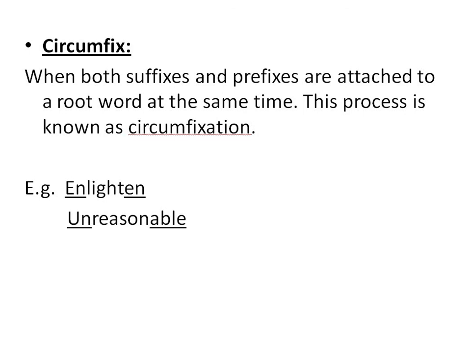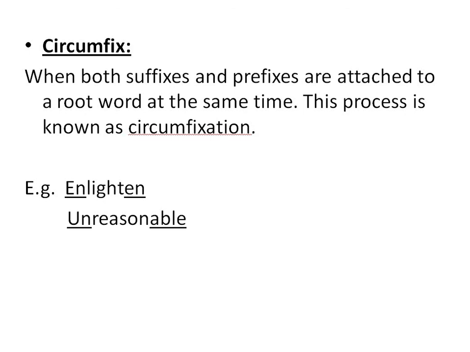So when these are added at the same time, attached at the same time to the root word or morpheme, these are called circumfixes. For example, take the word unreasonable. Here there are three morphemes: un, reason, and able. The first morpheme is un, the second one is reason, and the third one is able. So there are three morphemes.